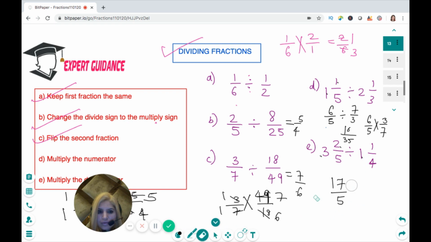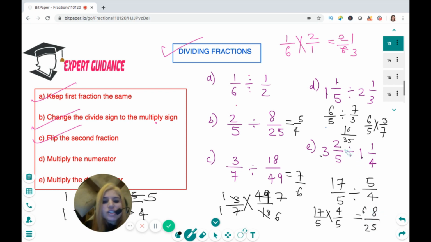Let's divide. 4 and 1 is 5 over 4. Then we will flip it to 17 over 5. Multiply 4 over 5. Now we'll do the normal multiplication. That is 25, 68. Okay, so I hope this is clear to you how to divide the fractions.